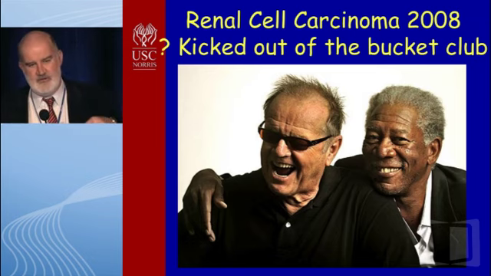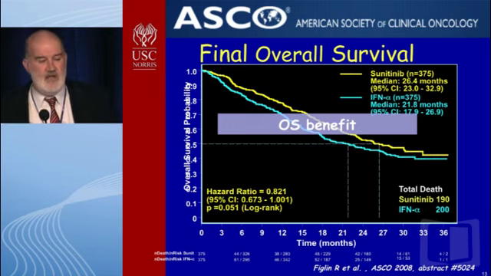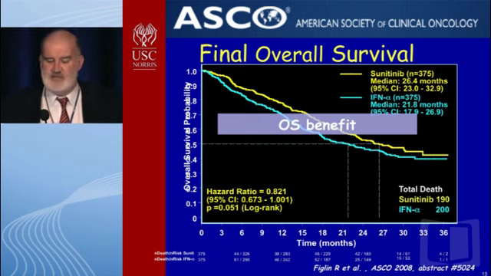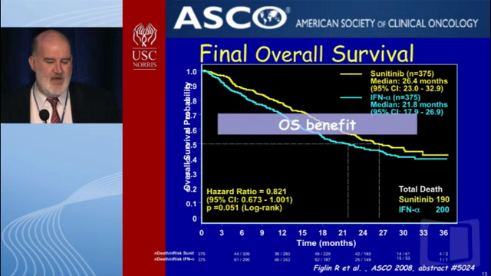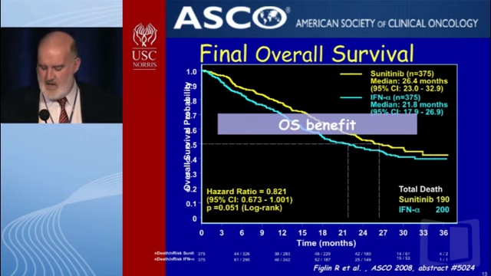In 2008, renal cell cancer got kicked out of the bucket club, which for those of you who don't know, it's different to the film. It's actually 2 years, not 1 year. So the overall survival data showed us for the first time that in a relatively unselected metastatic group of patients, we could get survival beyond 2 years. Unfortunately, several factors led to this trial having a p-value of 0.051 and questions over whether we advanced survival or not.